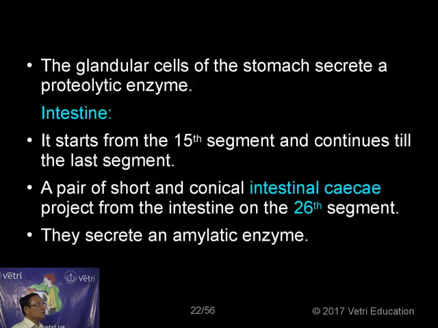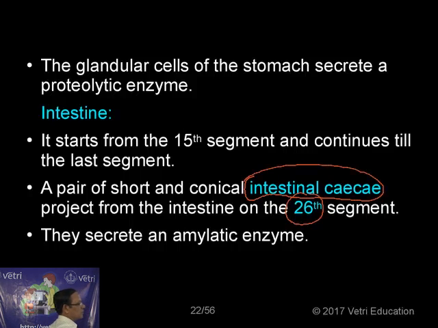In the 26th segment we have a pair of intestinal caecae. This is one question. The intestinal caecae are more or less similar to the liver, secreting enzymes. That enzyme is amylolytic enzyme for the digestion of starch, located in the 26th segment.